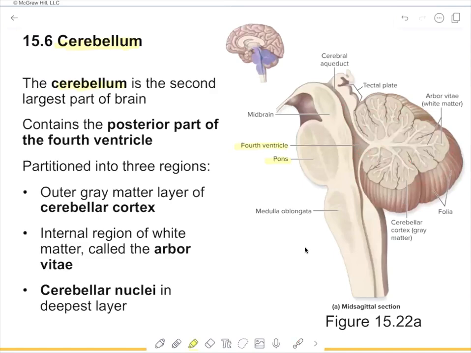So it's partitioned into three layers. It has an outer gray matter, which is called the cerebellar cortex, an internal region of white matter called the arbor vitae, as well as other cerebellar nuclei.